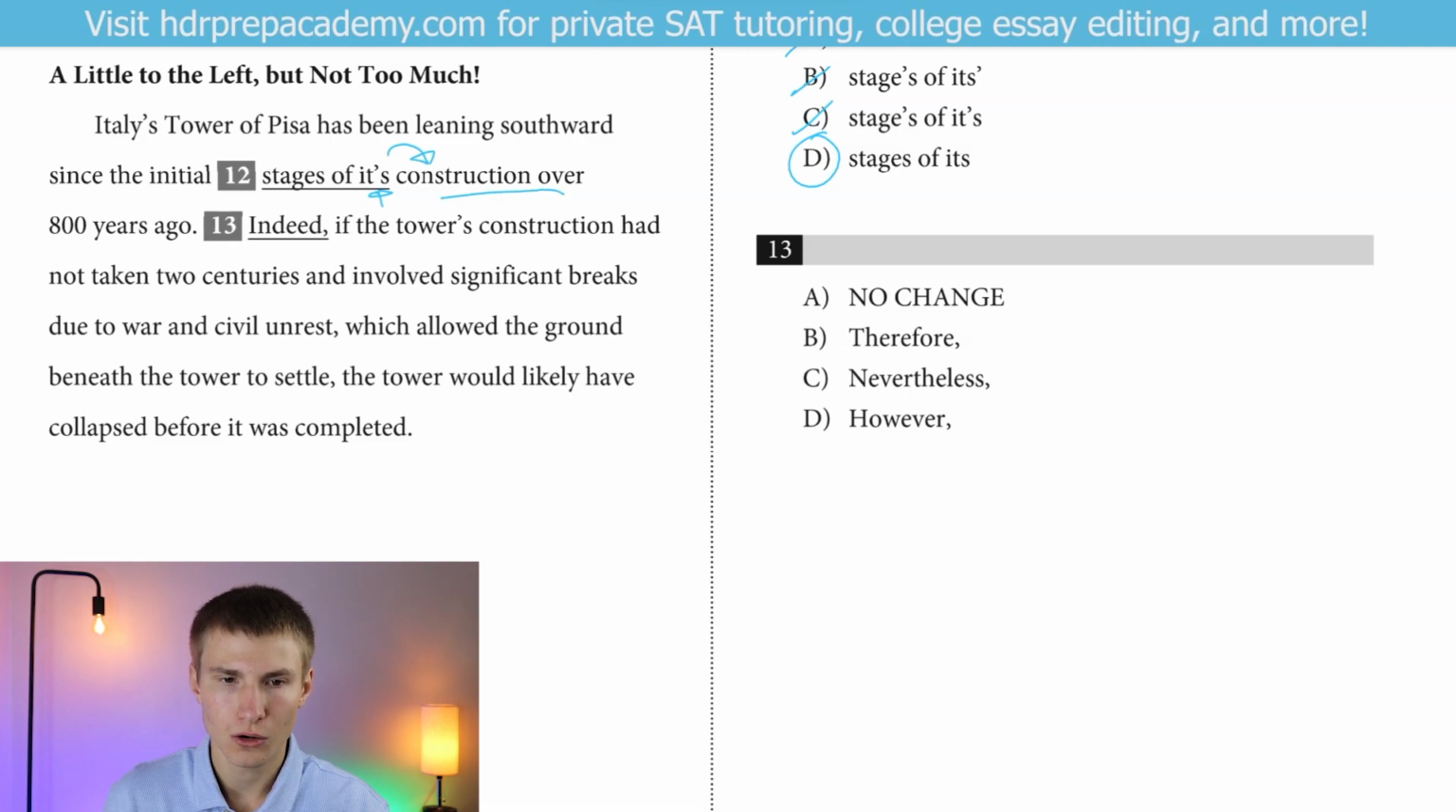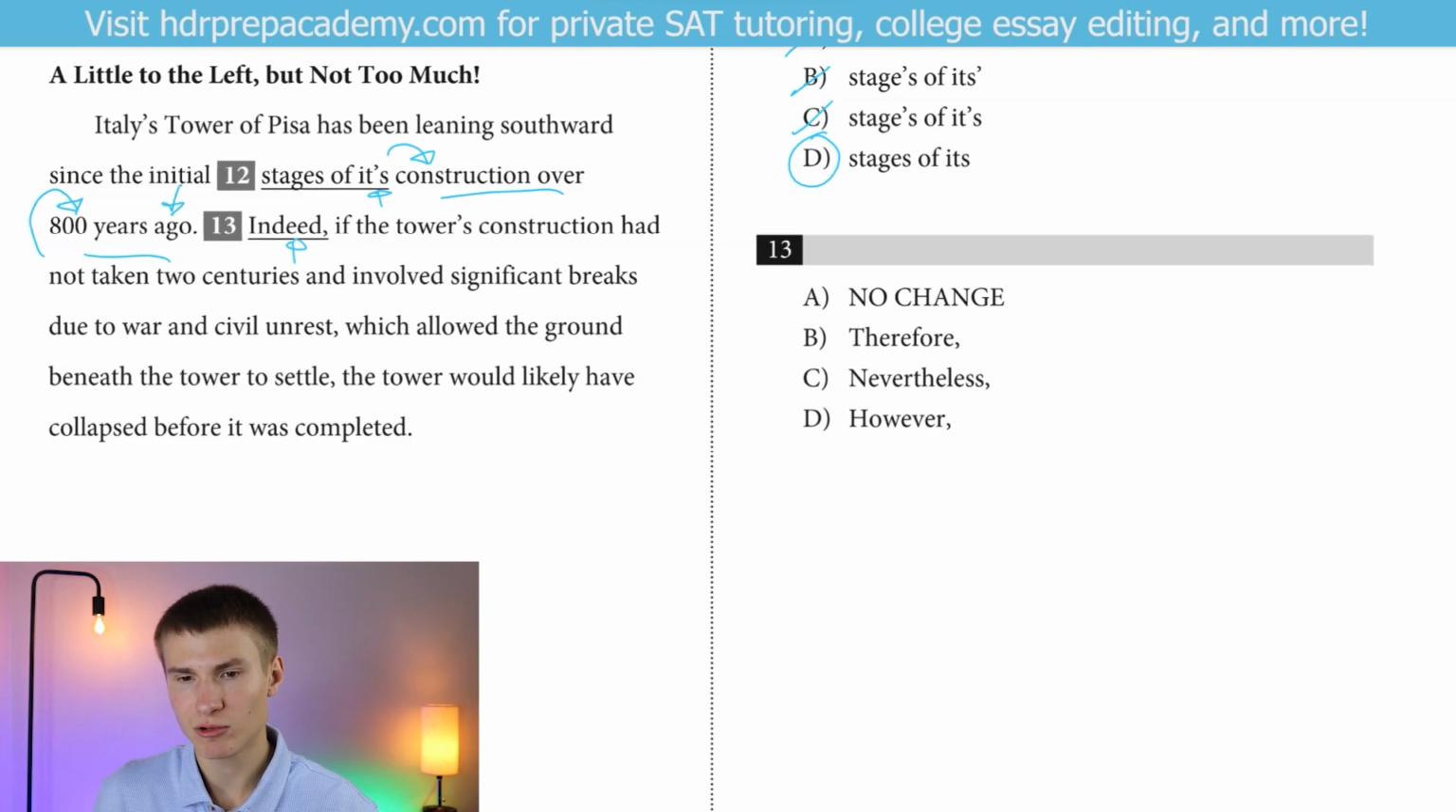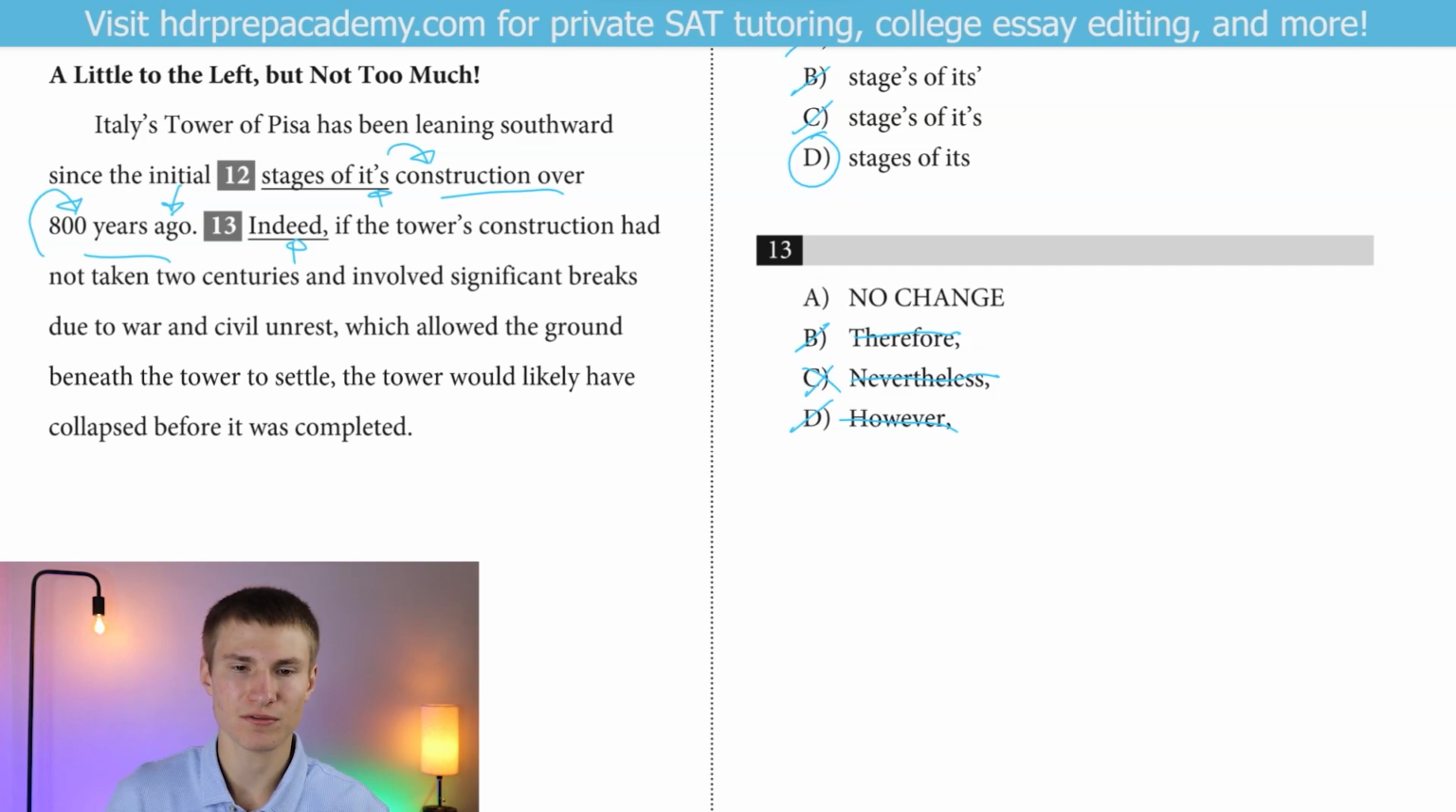All right, moving on, we have over 800 years ago, some transition here. If the tower's construction had not taken 2 centuries and involved significant breaks due to war and civil unrest, which allowed the ground beneath the tower to settle, the tower would likely have collapsed before it was completed. Well, that's showing why it's been leaning for over 800 years since its initial construction. So we have to make sure that we're showing some sort of indication that we're going to add to that previous sentence. We wouldn't say therefore because it's not causal. We wouldn't say however because we're not contrasting. We wouldn't say nevertheless because that's really not an appropriate transition here. What we want to focus on is adding on and explaining that previous sentence. So we would use the transition indeed there.